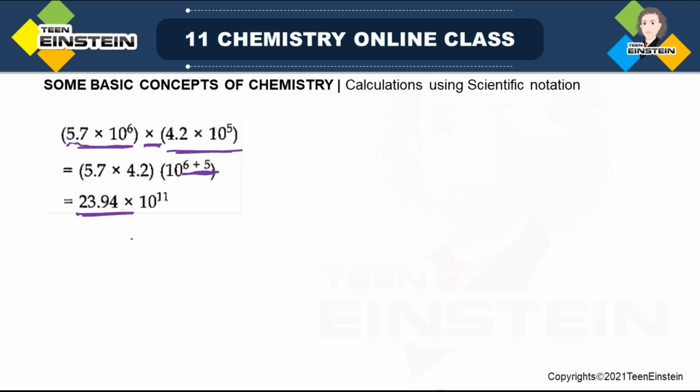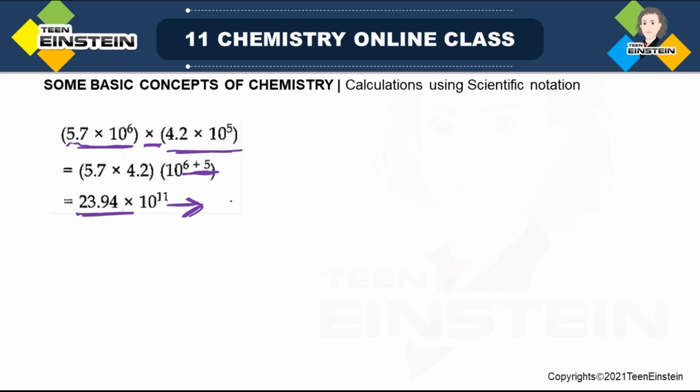There is no instruction that you have to mention the final digit in scientific notation. We are just using scientific notation when doing the calculation. But if you want to express the final answer in scientific notation, because it is not already in scientific notation, it is 23.94, which is greater than 10.